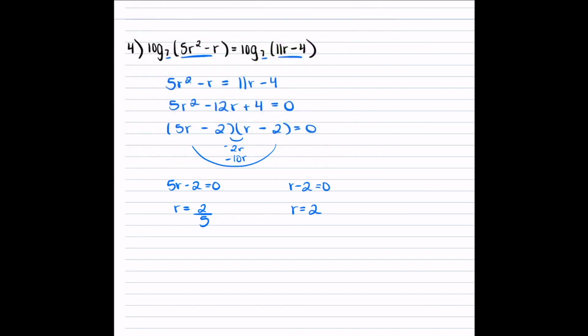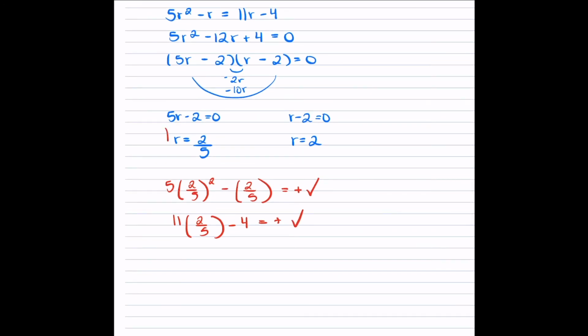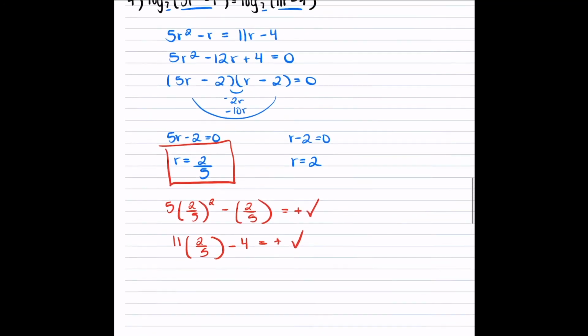And need to check. So we got 5 times 2/5 squared minus 2/5. That will be a positive. And we got 11 times 2/5 minus 4 will also be a positive. So we got r equals 2/5 is one of our answers.